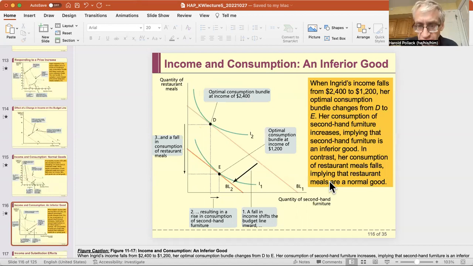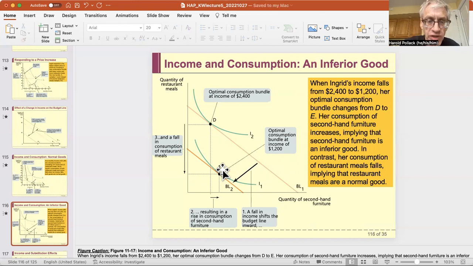Now, if I have an inferior good, it doesn't look like that. Okay, so here we have a different situation. So what's happening here? So I've got secondhand furniture over here and restaurant meals over here. At my low income, I'm relatively consuming a decent amount of the secondhand furniture, and I'm really not having very many restaurant meals, because notice how quickly this restaurant meal curve starts to get vertical pretty quick.